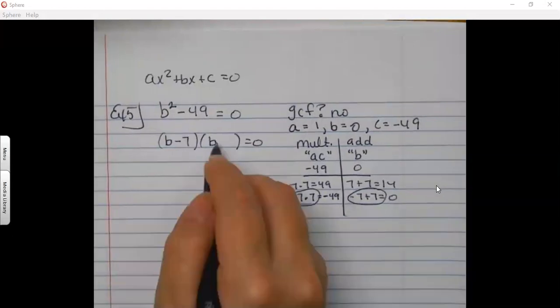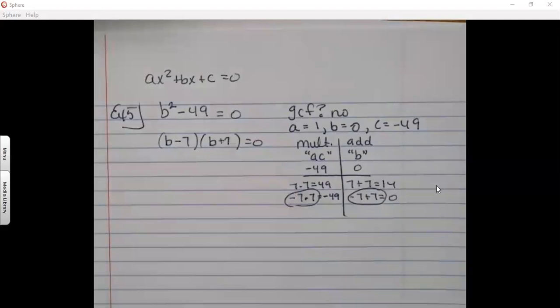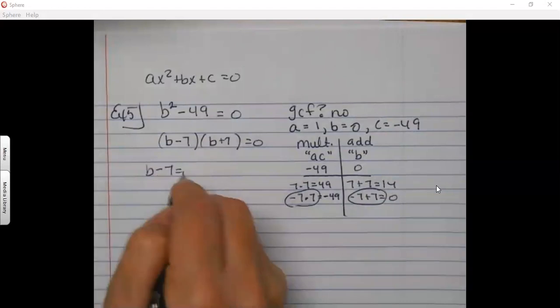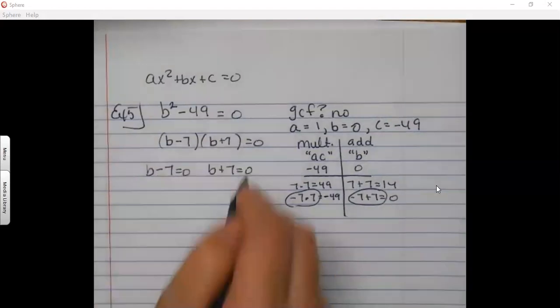Do I need to divide and slide? No, because A is a 1. So my factors are B minus 7 times B plus 7. What are my solutions going to be? Positive 7 and negative 7, because I'll add 7 here, so B is 7, and I'll subtract 7 here, so B is negative 7.